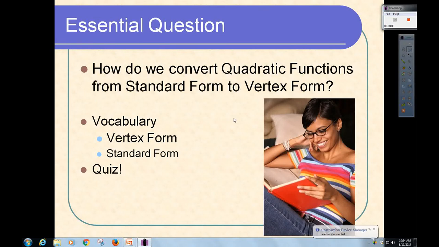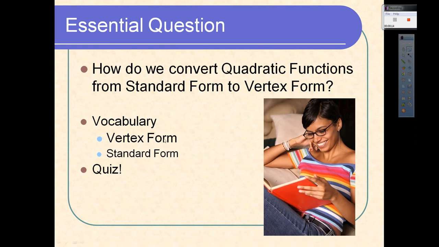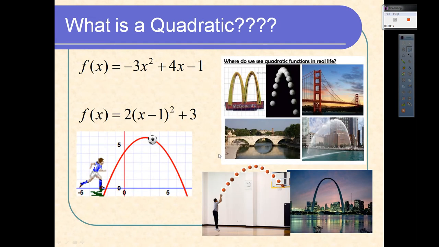Alright guys, today what we're going to be doing is we're going to talk about how to convert quadratic functions from standard form to vertex form. So let's start off by discussing, well, what in the world is a quadratic function anyway? Well, quadratics show up a lot, and you probably don't even notice it.